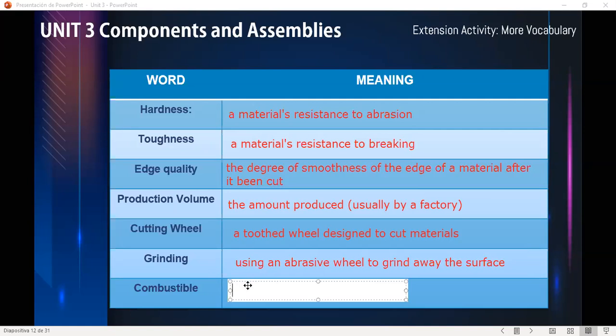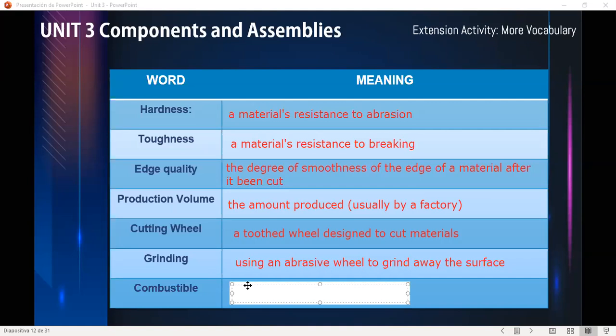Combustible, but is that in Spanish? No, it's in English. It has different meanings. Sometimes you think of it as gas or a gas line, but it's not gasoline actually. It's similar to it.